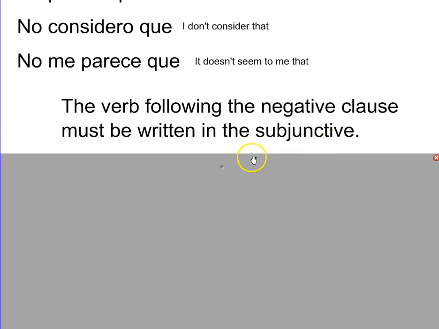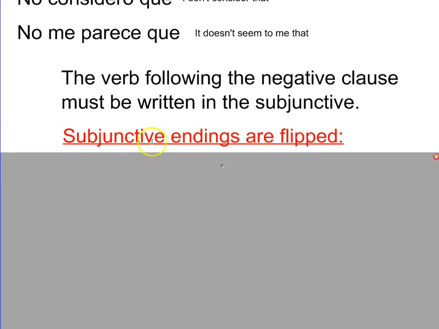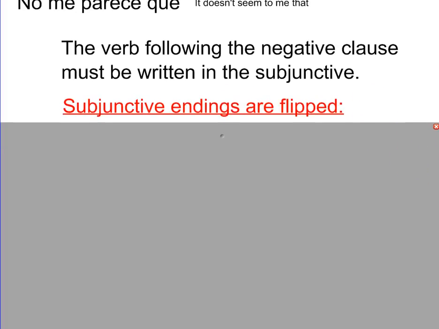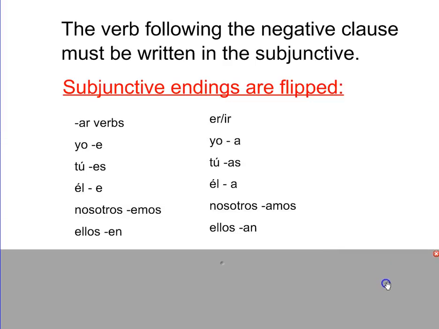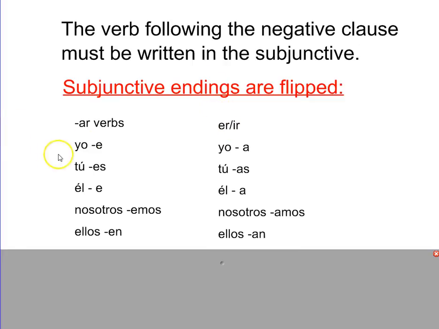Okay, and the subjunctive is really strange in Español. I consider that the subjunctive endings are flipped, and you'll see what I'm talking about here. If you just have regular verbs, like AR, ER, and IR verbs, here are going to be your endings, and make sure you get these down. AR verb endings, for example, for yo, are going to end in e. Tú is es. Él, ella, and usted is also e. So you see these two are actually the same.